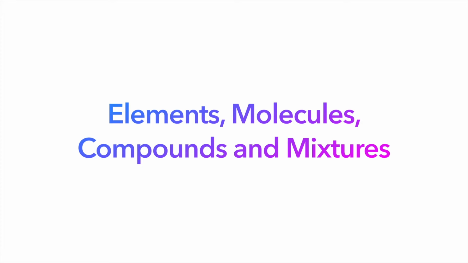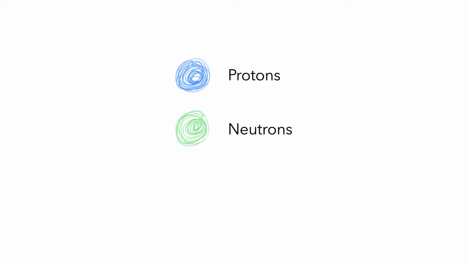To start us off, let's first talk about the structure of atoms. Atoms are made up of three subatomic particles: protons and neutrons, which come together to form the nucleus, and electrons, which surround the nucleus in electron clouds. Protons and neutrons have about the same mass, while electrons are about 1/1800th the mass of a proton or neutron.